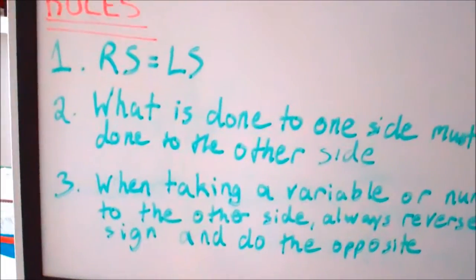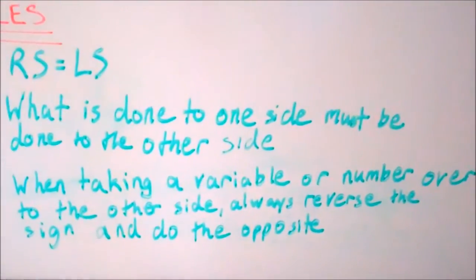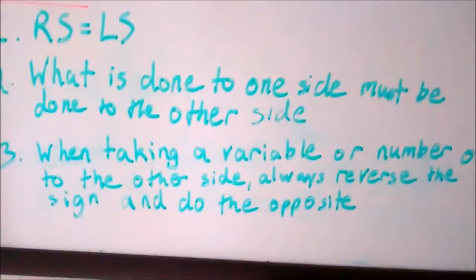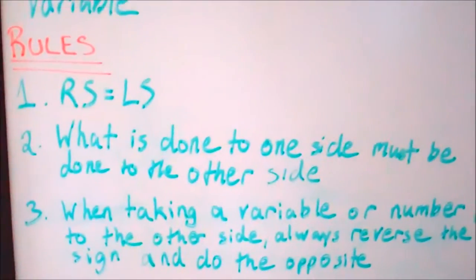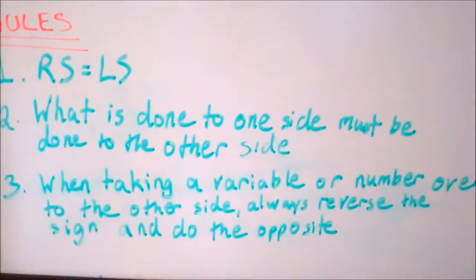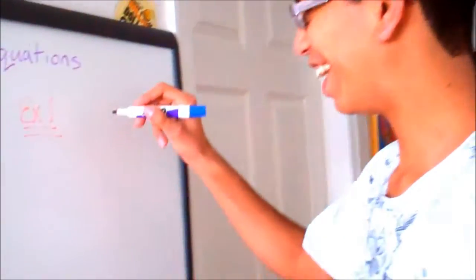And our final rule is that when taking a variable or number over to the other side, always reverse the sign and do the opposite. I will be explaining that later, but as of right now, we'll start off with something simple that follows rule number 1. This will be example number 1.